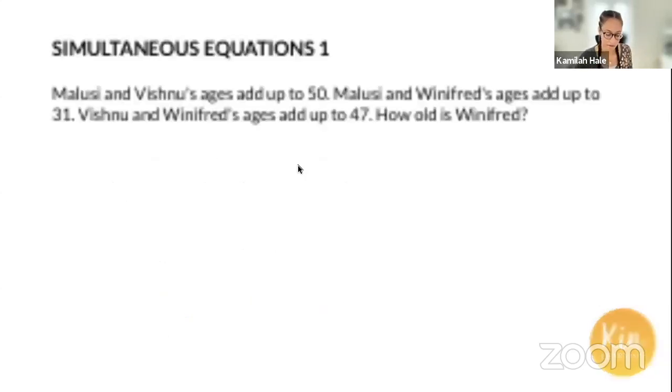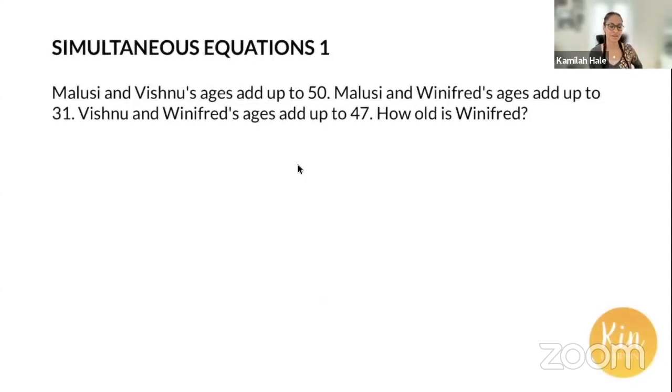Okay, let's start with our first question, which will hopefully unblur. There we go. So, simultaneous equations 1. We'll come on to some harder simultaneous equations later, hopefully we'll have time, but we're going to start with this type. Malusi and Vishnu's ages add up to 50. Malusi and Winifred's ages add up to 31. Vishnu and Winifred's ages add up to 47. How old is Winifred? I'm going to write equations that represent all of that information.